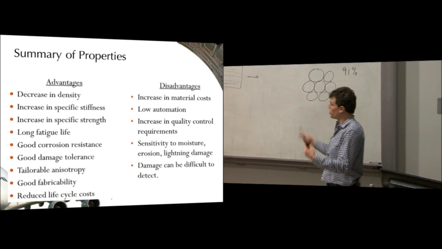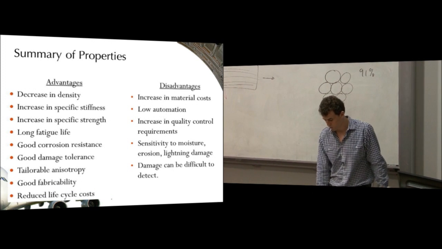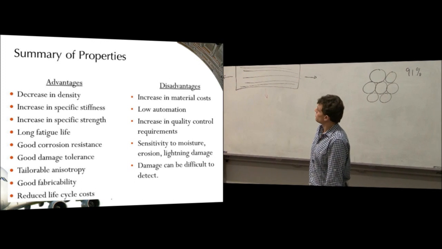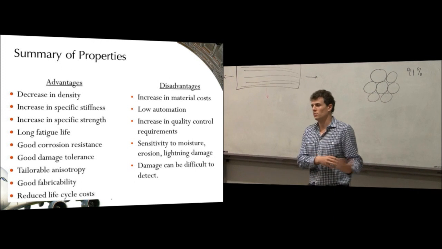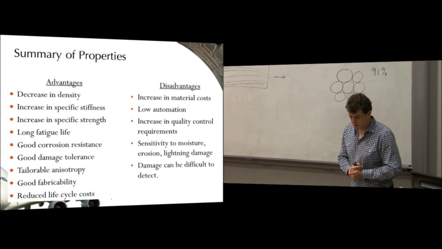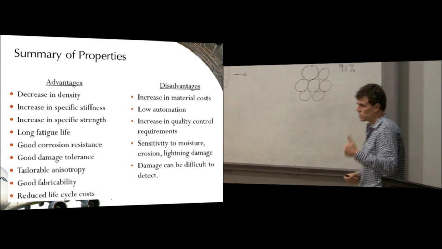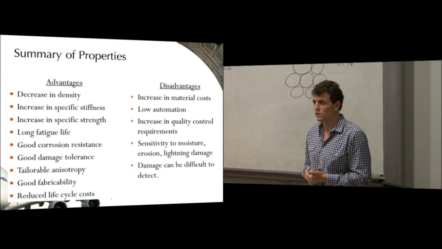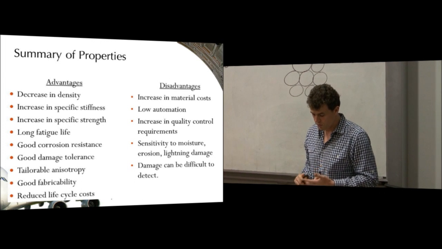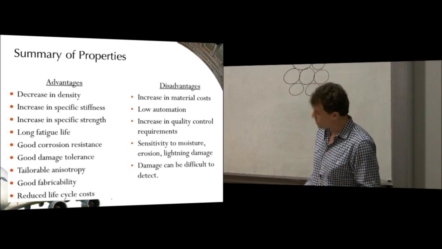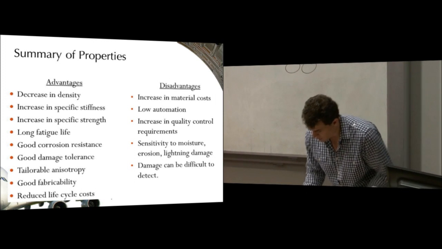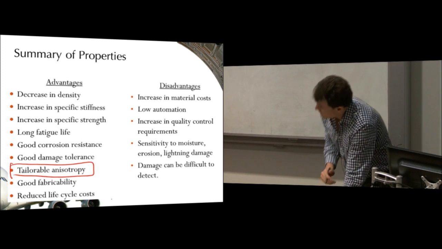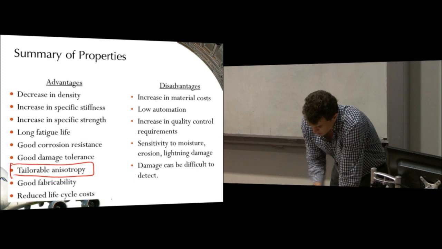So as just a summary of the properties of composites before we move on to a bit of analysis, we've got an advantage of composites over, say, alloys. Decrease in density, which we've seen before, increase in material properties, so specific strength and specific stiffness, very good fatigue life, good corrosion resistance, damage tolerance. The big one here is tailorable anisotropy, so we can actually make it exactly how we want it to be for the particular application.